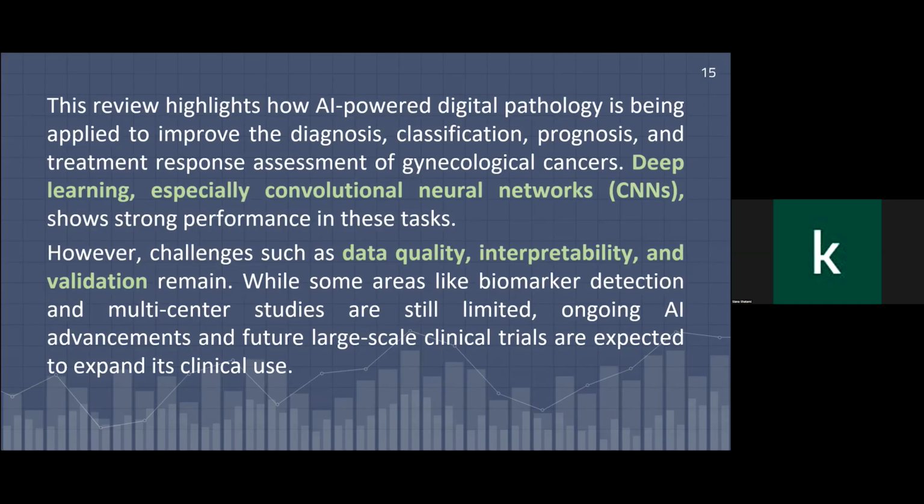So this review highlights how AI-powered digital pathology is being applied to improve the diagnosis, classification, prognosis, and treatment response assessment of gynecological cancers. Deep learning, especially CNNs, convolutional neural networks, shows strong performance in these tasks, but challenges like data quality, interpretability, and validation still remain. And while some areas like biomarker detection and multi-center studies are still limited, ongoing AI advancement and future large-scale clinical trials are expected to expand its clinical use.